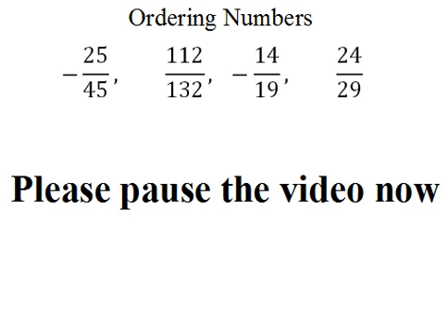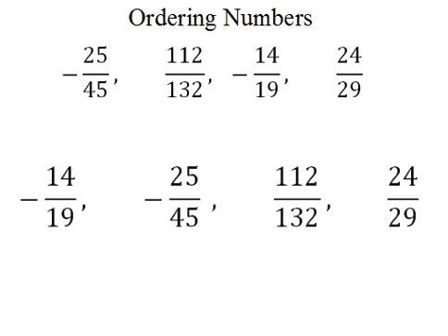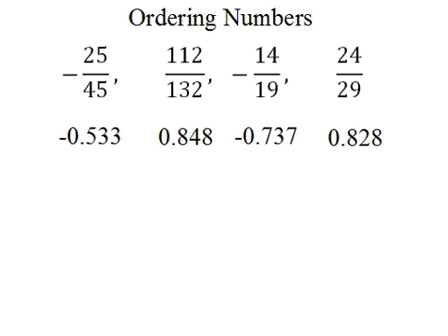Okay, welcome back. Hope you had a chance to get through that, and this is what you should have had as your answer. So let's go over how we get there. Like I said before, I'm just going to plug into my calculator negative 25 divided by 45, and I'm going to get negative 0.533. Then I'm going to divide 112 by 132, and I'm going to get 0.848. And I'm going to do this for all of these fractions.